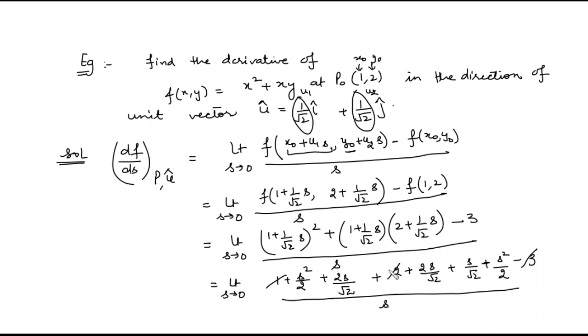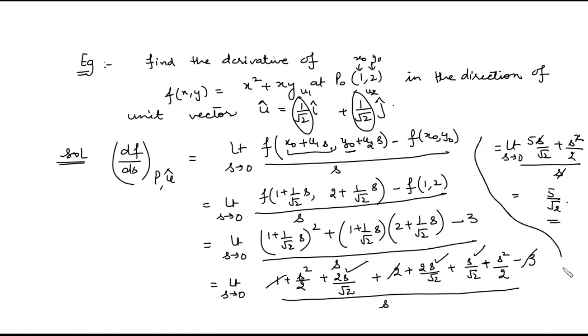So you are left with 2s upon square root of 2, 2s upon square root of 2 will become 4s upon square root of 2, plus 1 more s. So this will become 5s by square root of 2 plus s square by 2, divided by s. So when you put s to be 0, you will get 5 by square root of 2. So this is the value of the derivative of this function at this point in a direction of this. So in this way we can apply the limit definition and find the derivative of the function in a particular direction.